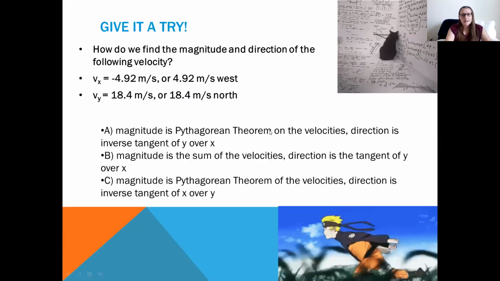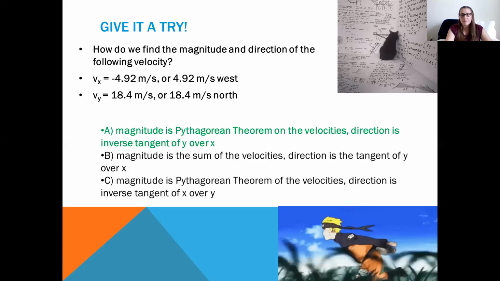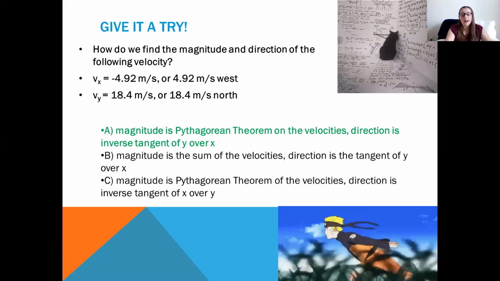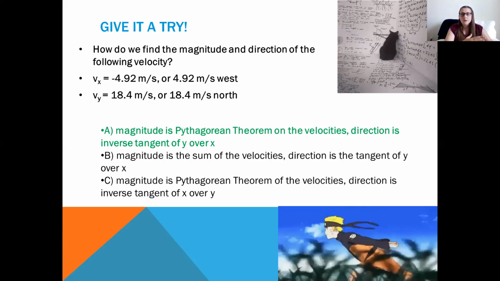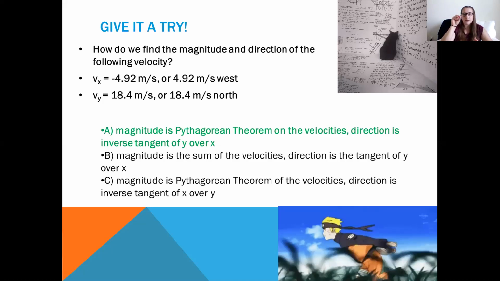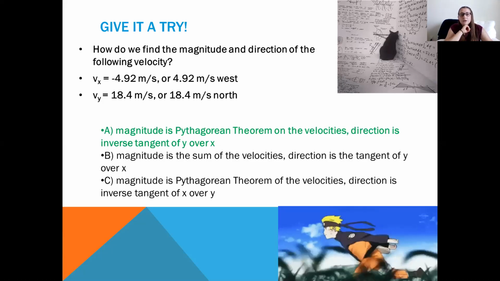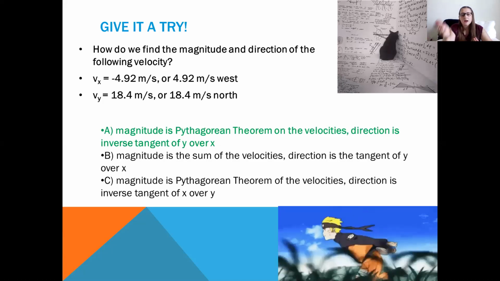Yeah. So when we want to take the magnitude of our vector and we have the components, we use the Pythagorean theorem because it creates the right triangle. So remember, that is the square root of our x component squared plus the y component squared. That gives us the magnitude. And for the direction, it's the inverse tangent or the arctangent of y component over x component.